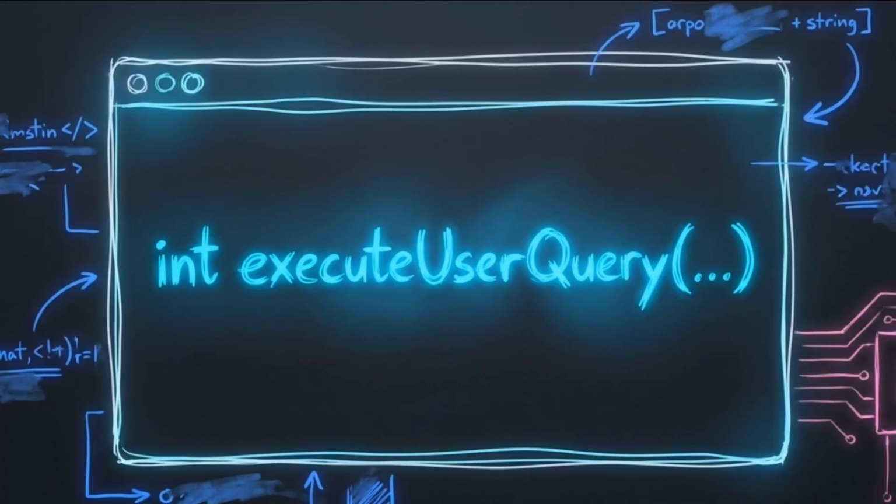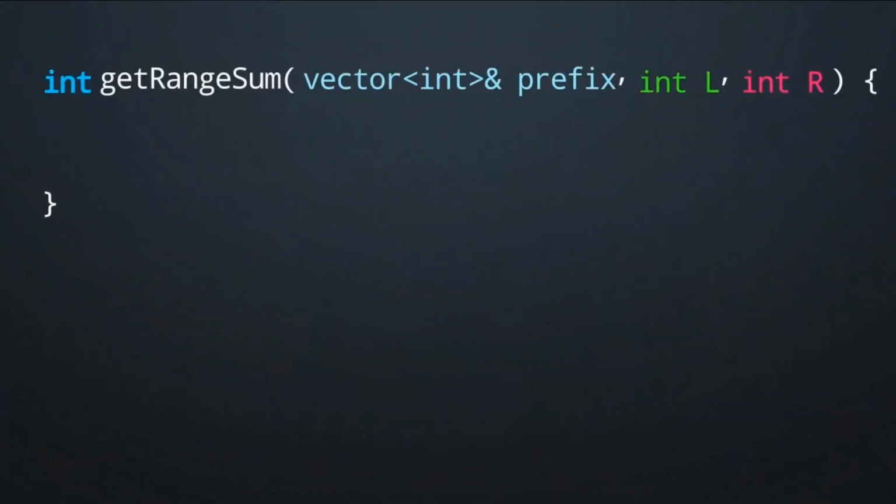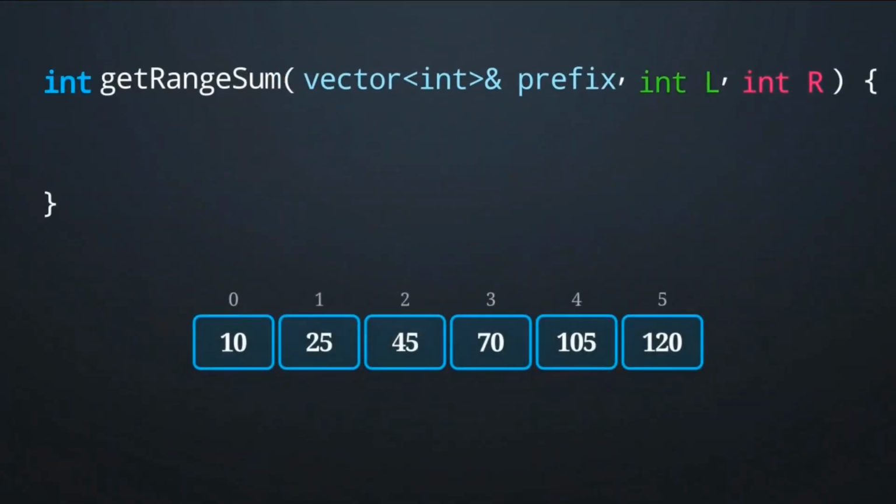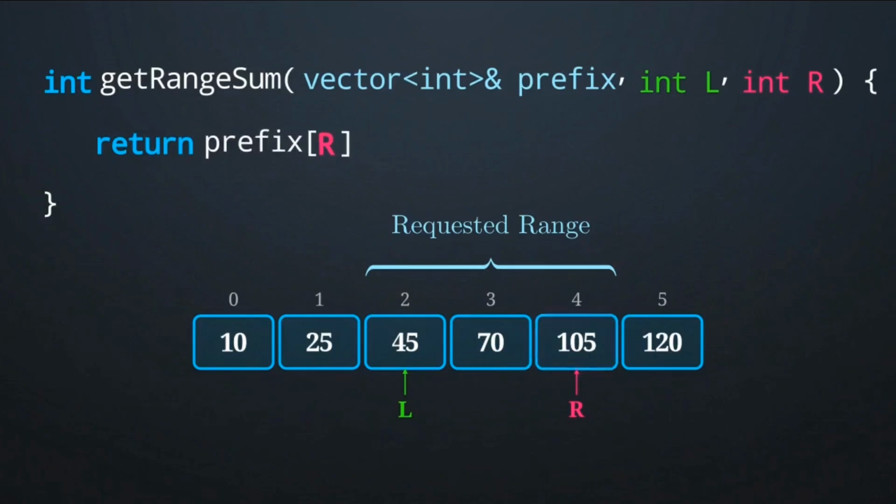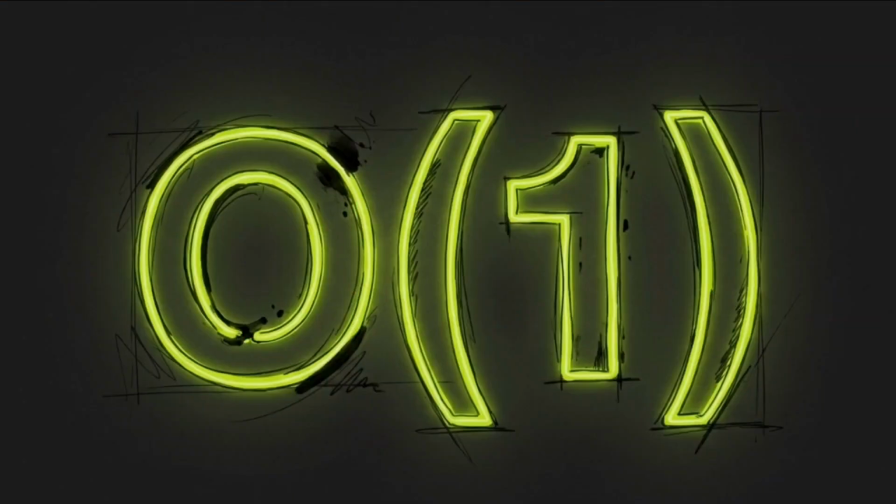Now we write the query function that users will actually trigger. We will call it getRangeSum. It takes 3 parameters: our pre-built prefix array, the left boundary of the requested date range, and the right boundary. This diagram shows the core of the function. We return prefix of r minus prefix of l minus 1. There is no loop here. It is a single, constant time operation.